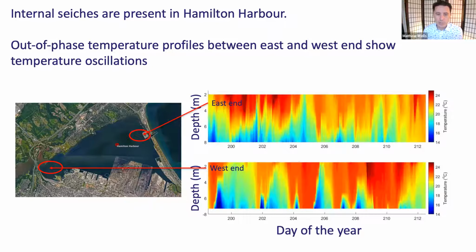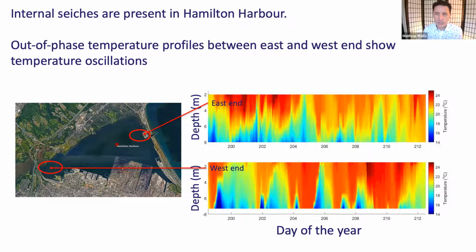Here are two pictures of a time series of temperature profiles at the east end of the harbour and the west end of the harbour. And unlike the pictures in the middle of the harbour, you see very dynamic changes in the depth of isotherms. In particular, these two data series are out of phase. When there's upwelling at the eastern end, there's a downwelling at the western end. Some really striking examples of that are on day 205, where you see the cold blue water going all the way to the surface at the east end, while the warm water goes all the way to the bottom.